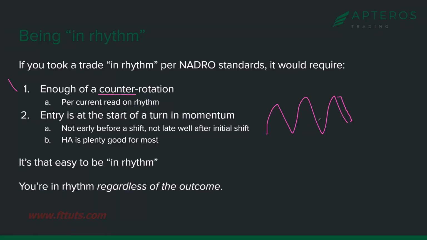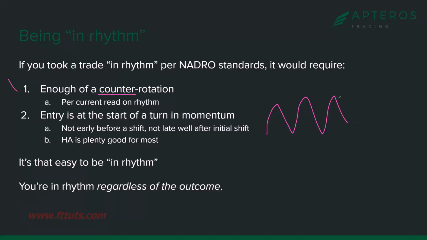We're no longer going to look for sequential Heikin-Ashi bars. Not at all. We're going to smooth out noise, and we're going to look at the real rhythm and rotations and start to get your skill set up on seeing that. It's going to take time, takes experience, but it's a very powerful thing. So number one, we need to see enough of a counter rotation. Number two, the entry, that trade fill, when you show me your fills for the day, it needs to be at the start of a turn in momentum, a shift in momentum.